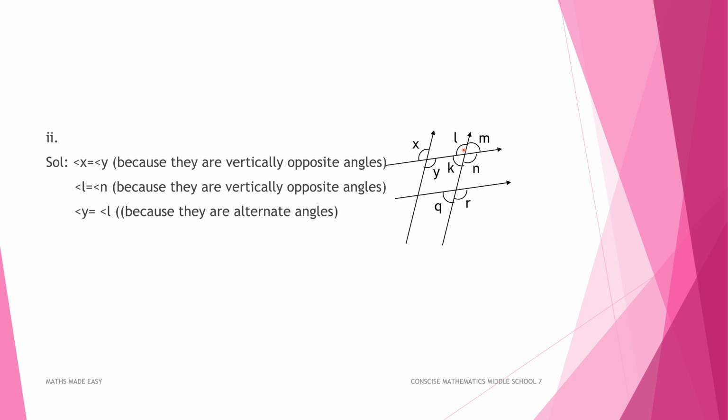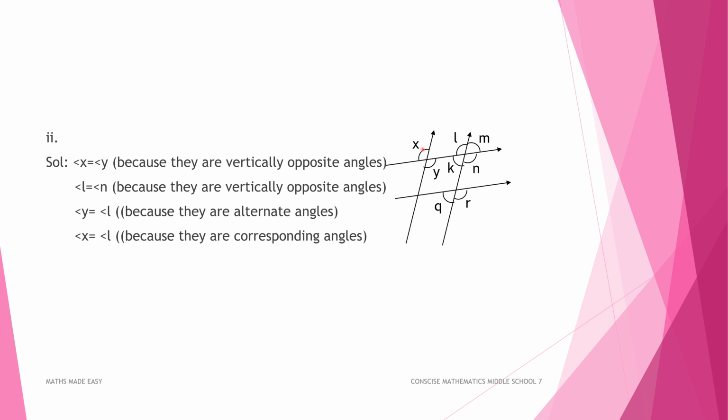Here they are alternate. See, this one is towards the lower side and L angle is on the top side. It is alternate to each other, right? So it is called alternate angles, and alternate angles are always equal. And similarly, X and L are the corresponding angles.